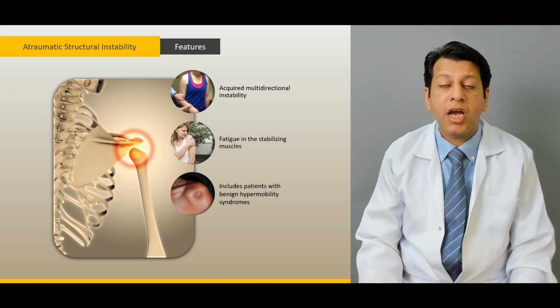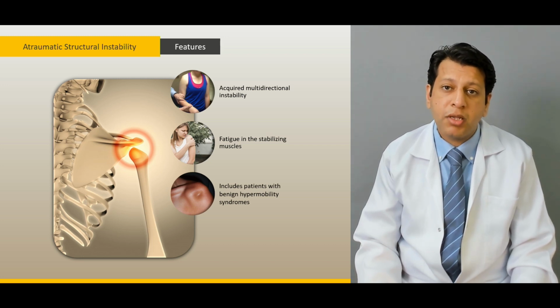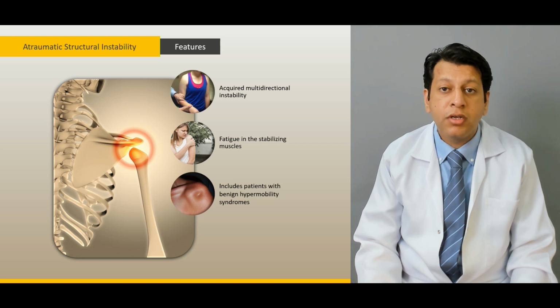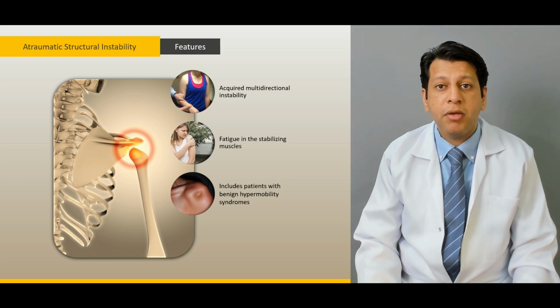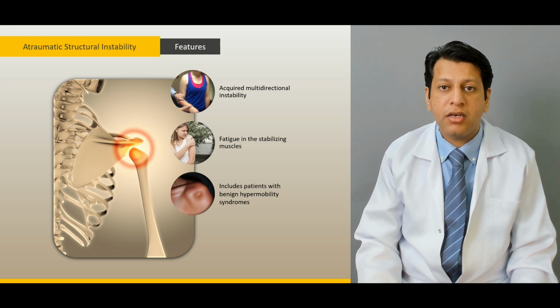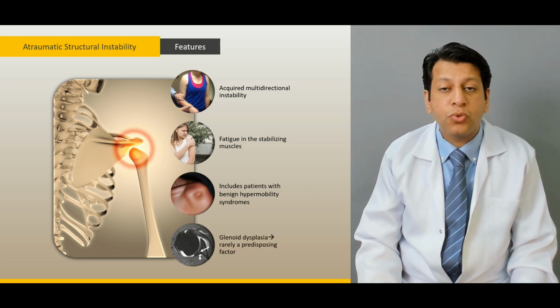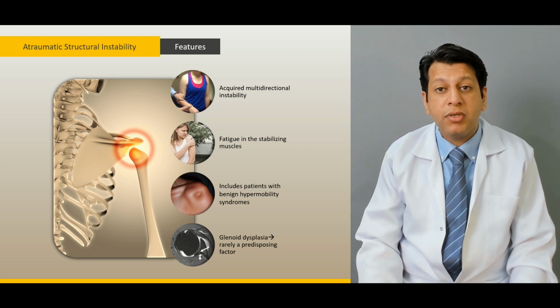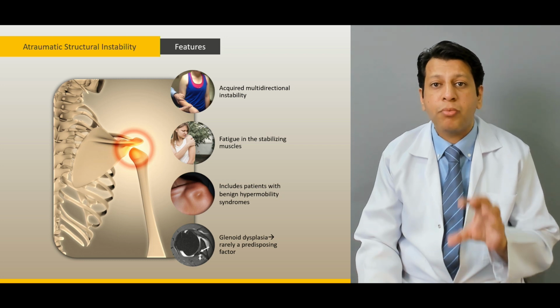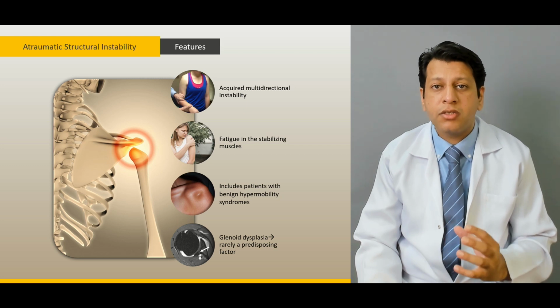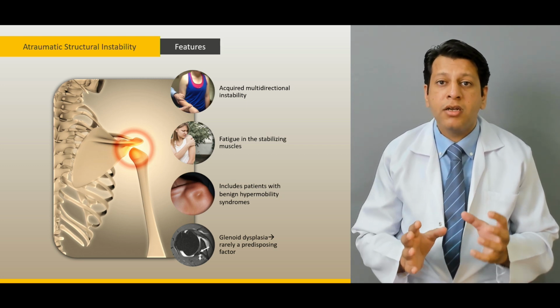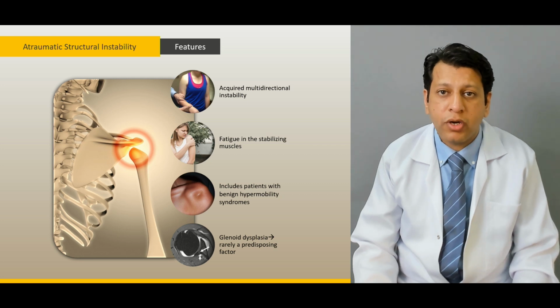This includes patients with benign hypermobility syndrome as well. For example, if a patient has Ehlers-Danlos syndrome, they have a tendency to hyperlaxity at the joints, and they may habitually dislocate or relocate their shoulder either anteriorly or posteriorly, and this may be associated with glenoid dysplasia. The problem is that the glenoid is so small that the head cannot properly stay there, despite the muscles and ligaments providing stability. Despite this, the head just dislocates quite quickly.